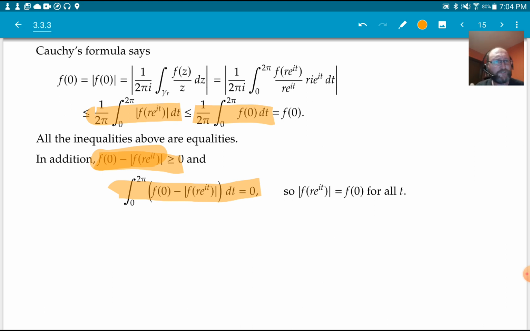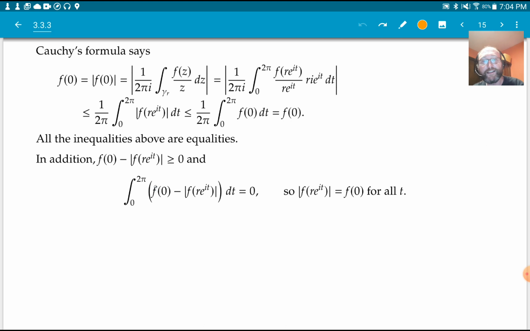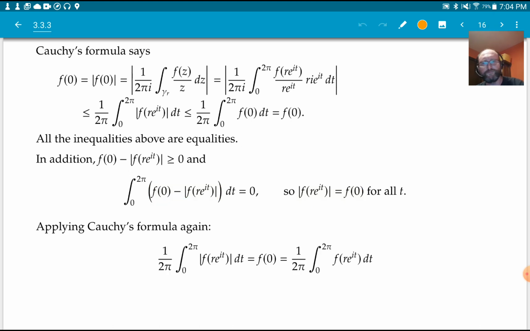So if we have an integral of something that's equal to 0, that's not enough to say that it's 0. But if you have an integral of something non-negative, which is equal to 0, then whatever's inside has to be 0. And so we have that this is 0, and therefore the modulus of f on this little circle is equal to just f at 0.